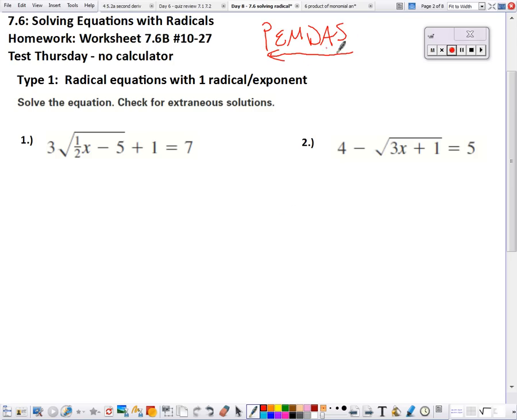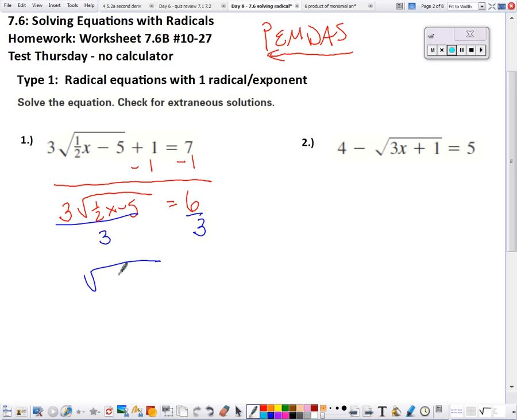So first we have to start with adding and subtracting. So for number 1, move the 1 to the right-hand side. Then comes multiplying and dividing. Divide by 3. And now from here, we deal with our exponents. Because we have a square root, to eliminate the square root, we're going to square both sides.